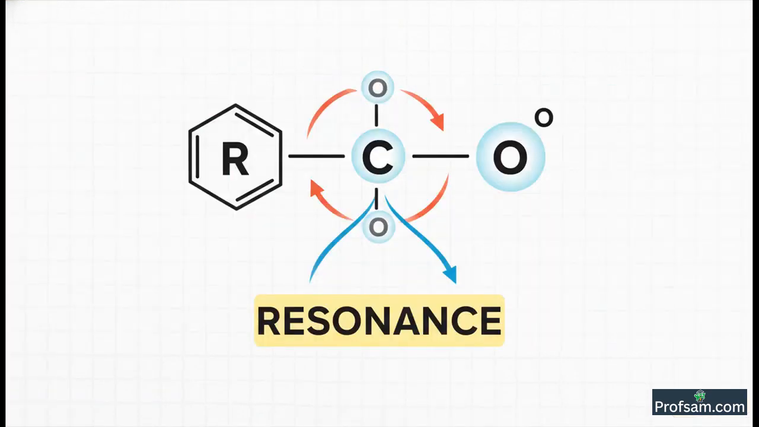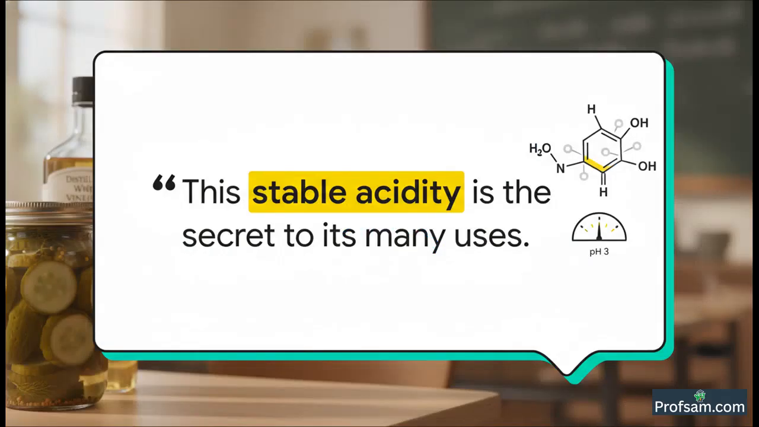This special kind of sharing, the spreading out of the charge, has a name. We call it resonance. And this resonance is the true source of the stability. Because the product that is formed, the carboxylate ion, is so stable, the original acid is actually quite willing to give away its proton. And now we can finally connect this deep chemical idea all the way back to our everyday life. This stable acidity is the secret behind not just preserving pickles, but a huge number of other applications.